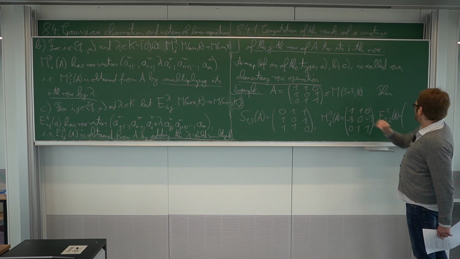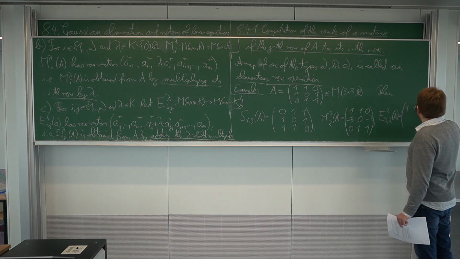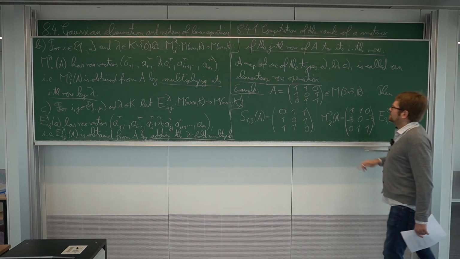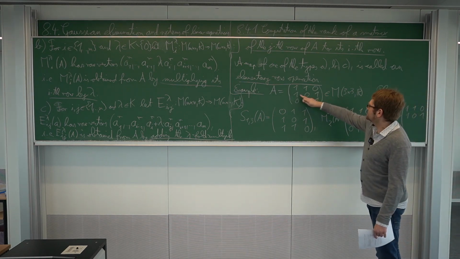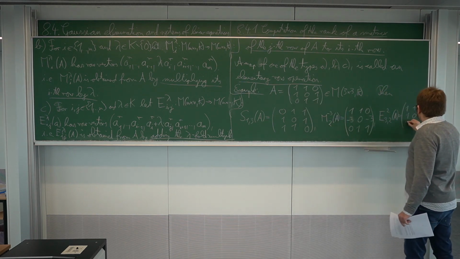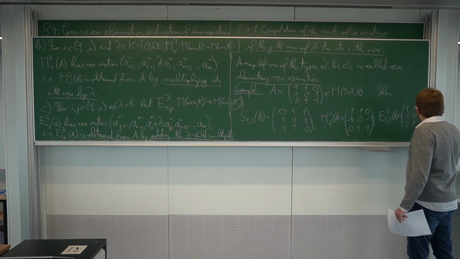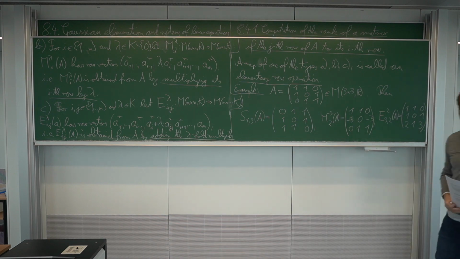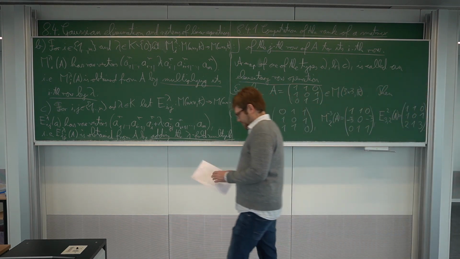So the first two are just the original ones, 1, 1, 0, and 1, 0, 1. And now for the third row, we have to take twice the second row and add it. So twice this one is 2, 0, 2. Added to this becomes 2, 1, 3. So this is this type of elementary row operation.